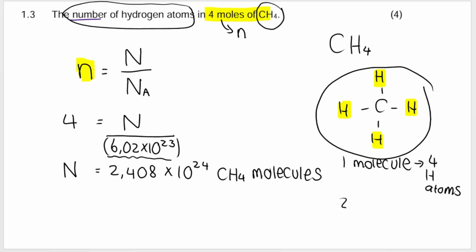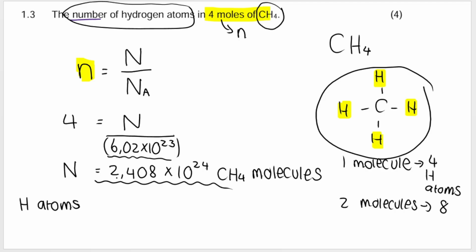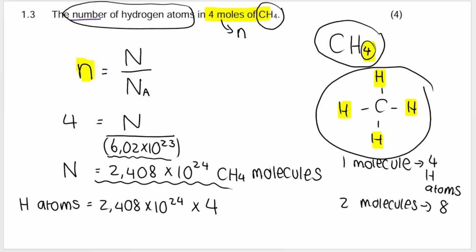How many hydrogen atoms would 2 molecules therefore have? 2 molecules would therefore have 8 hydrogen atoms. So how many hydrogen atoms would this many number of molecules have? The number of H atoms would be that number of molecules, so 2.408 times 10 to the 24, and we would need to multiply it by 4. The reason we're multiplying it by 4 is because it says H4. In 1 molecule of CH4, there are 4 hydrogen atoms. So you need to multiply the number of molecules by the number of atoms within that molecule, and you should get 9.632 times 10 to the 24 hydrogen atoms.